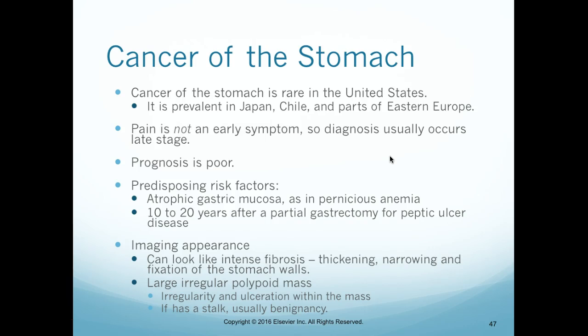Predisposing risk factors: we're looking at atrophic gastric mucosa and anemia, and 10 to 20 years after partial gastrectomy for peptic ulcer disease. So if we take out a peptic ulcer, we want to watch that area for years to come to make sure nothing develops in that area. On imaging, it can look like intense fibrosis, thickening, narrowing, and fixation of the stomach wall. So the stomach is locked in place. It's not mobile like it normally is. It has large irregular papilloid masses.